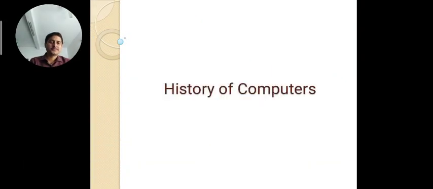Hello students, today we will discuss the syllabus of class 7th, computers. So the first chapter is history of computer. Everything in the world has a history. Humans also have their history. Every technology has its history. The same way computers also have their history.